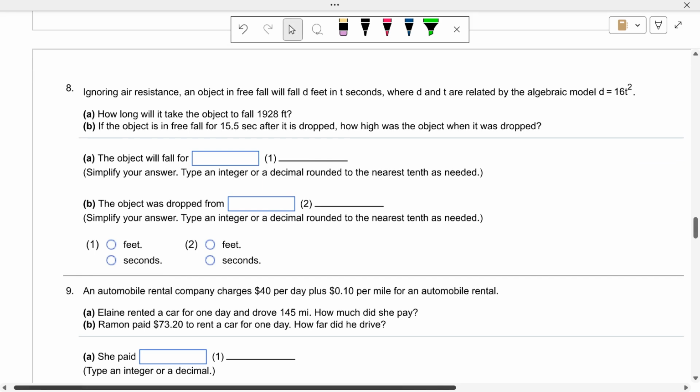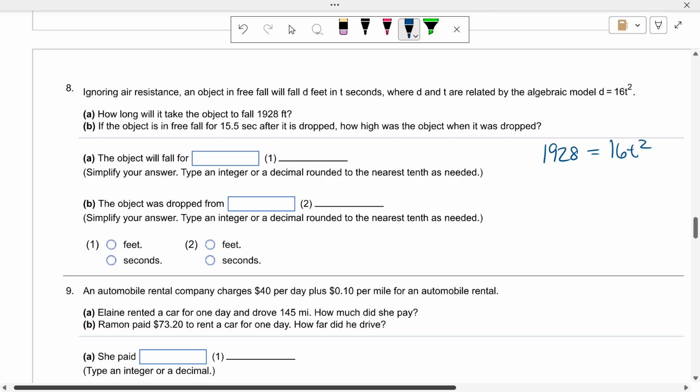Ignoring air resistance, an object in free fall will fall d feet in t seconds, where d and t are related by the algebraic model of d equals 16 t squared. Okay? Little physics problem for you. How long will it take an object to fall 1,928 feet? Now, 1928, is that the t of the equation or the d of the equation? D for distance. So you would set up 1928 equals 16t squared.